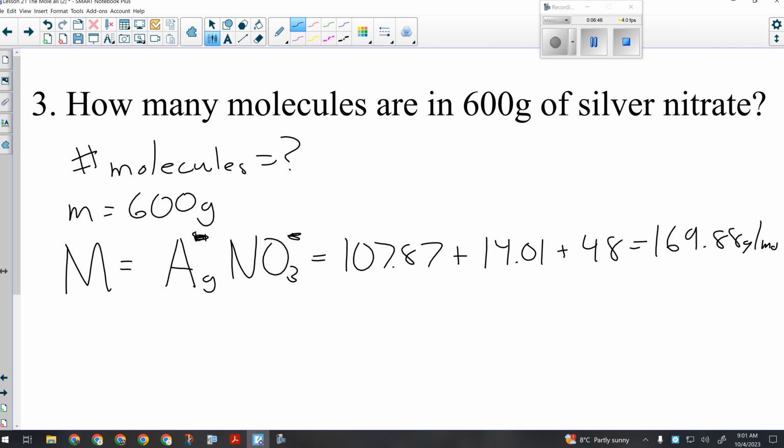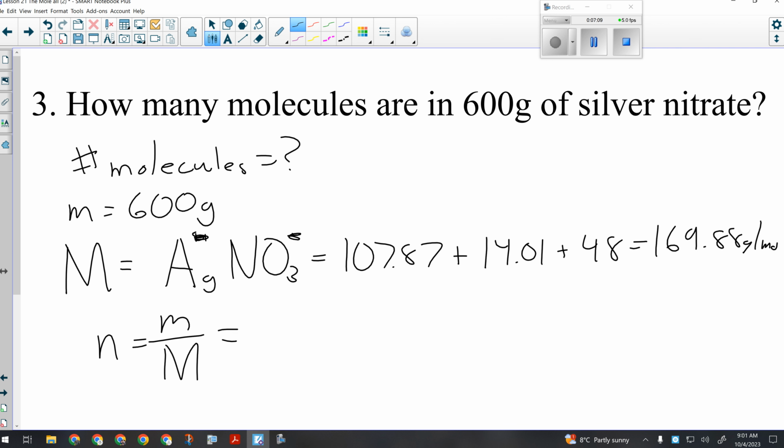Okay, so I've got little m and I've got big M. What can I find with those two numbers? Number of moles. Will that help me get the number of molecules? Yes, it will. So my first step is to use the mole equation as it is already written, solving for number of moles, or N.